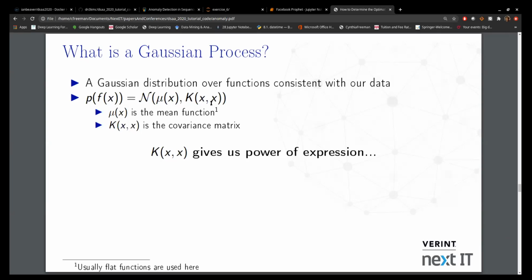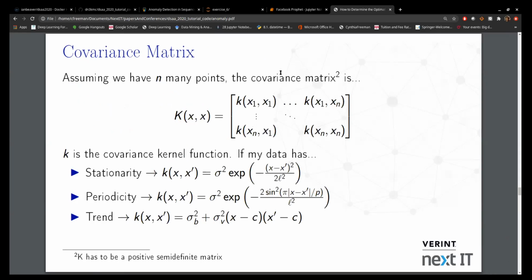So let's take a closer look at the mean function and covariance matrix. And typically practitioners will use a flat mean function and spend a lot of time on choosing the covariance matrix. And that's because you can choose it to better fit your data. So this is actually how that covariance matrix looks like. It uses little k, a covariance function, which gives us the power of expression. So if my data exhibits certain kinds of characteristics, I can choose my covariance function to reflect those characteristics.